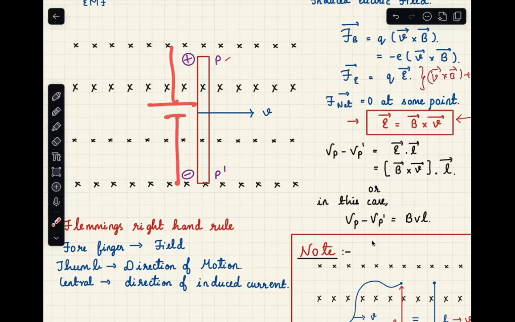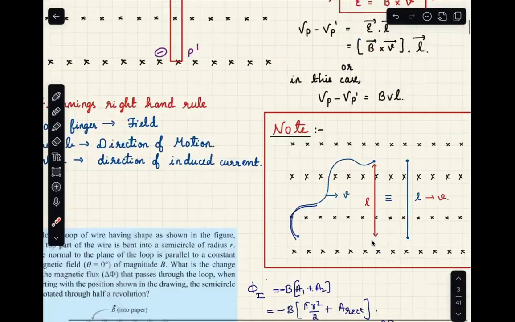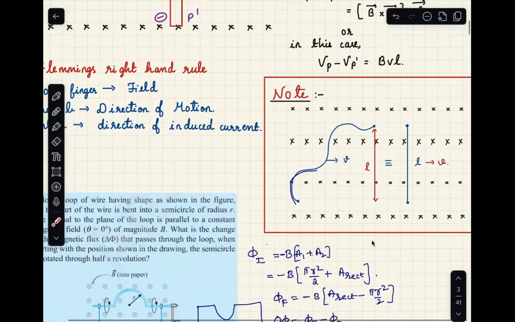Why? Because of Fleming's right hand rule. How? Are inward you have field. Pointing finger you set like this. Thumb is in this direction. This is how central finger is directed. Right or not? So that represents direction of possible current inside the battery. Inside the battery means minus to plus. Clear?